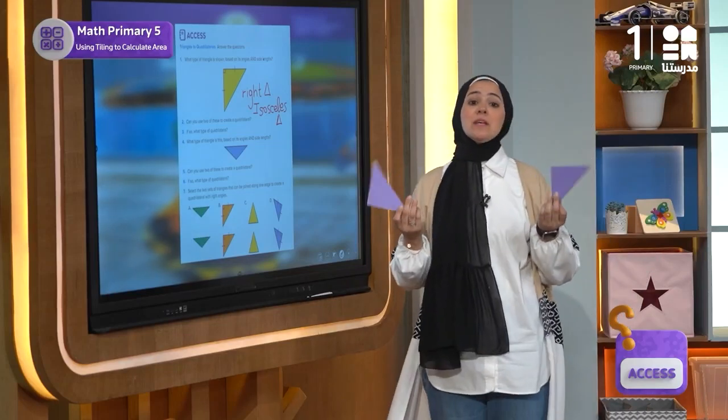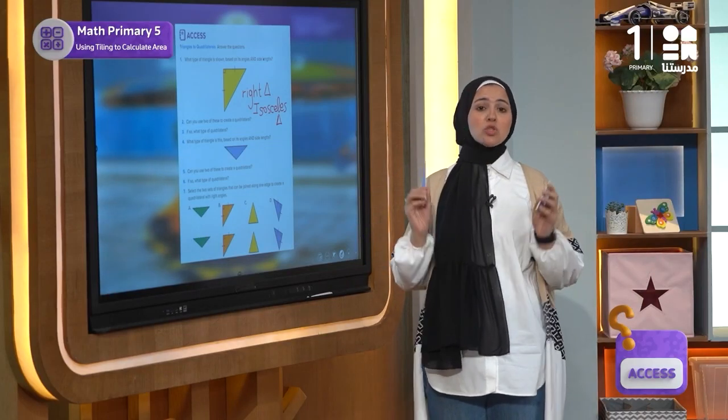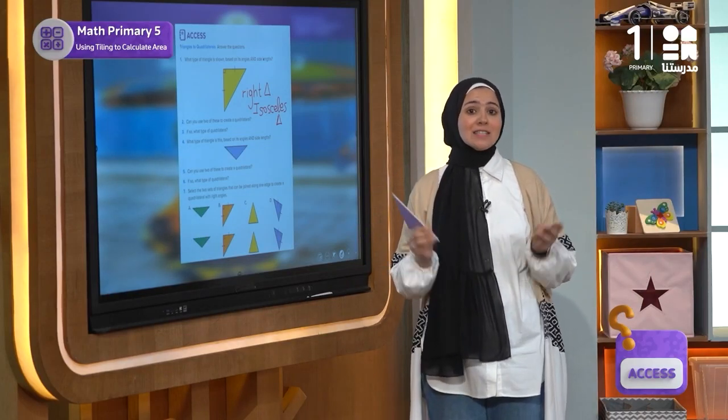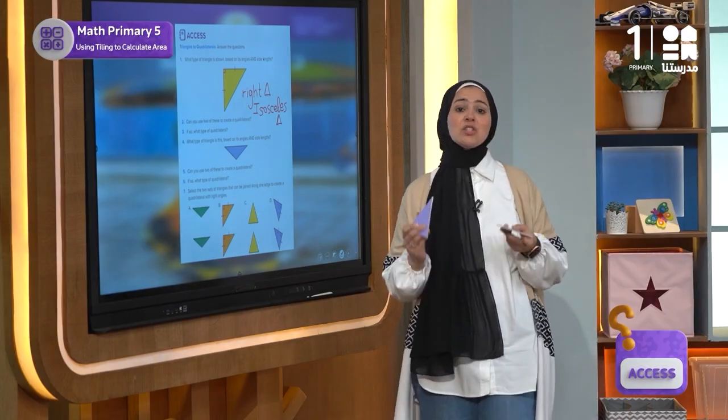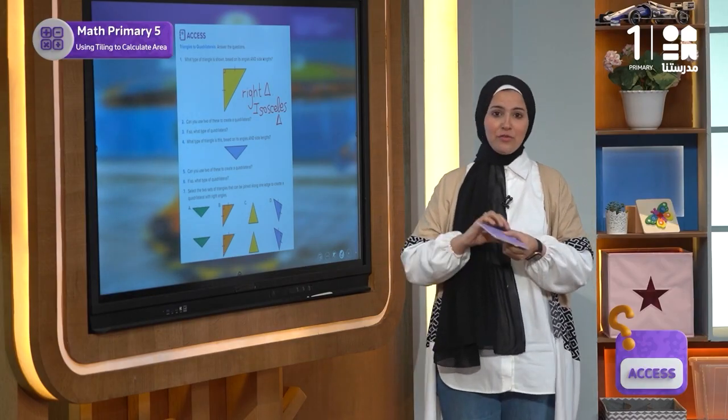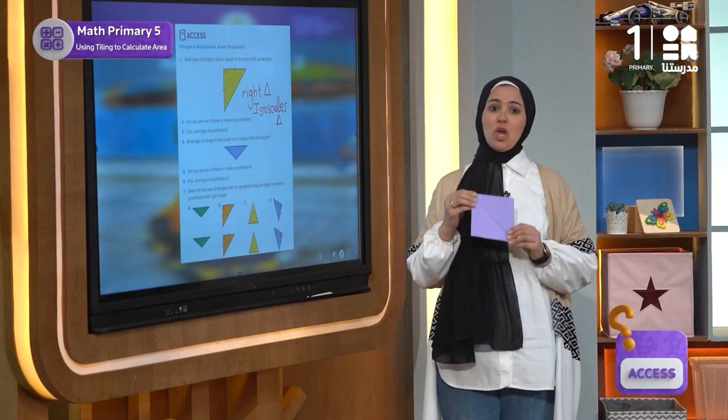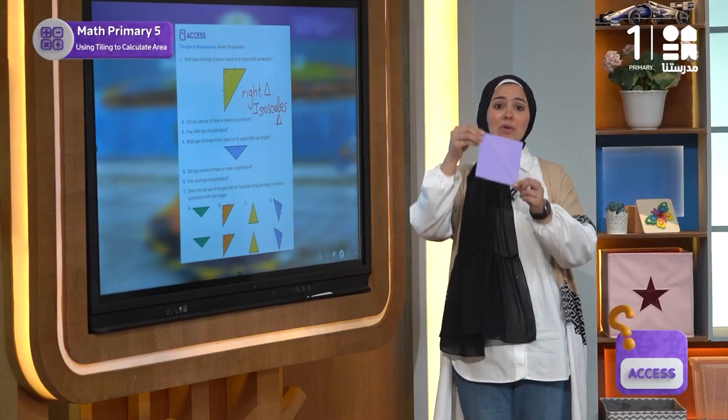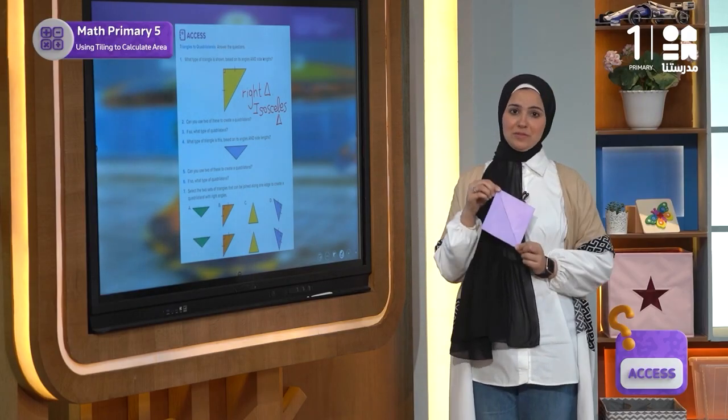Let's use these two shapes and put them next to each other so that one of the equal sides in the second triangle is adjacent to one of the sides of the first triangle. So now, this is what I will have. It will be like a rhombus.